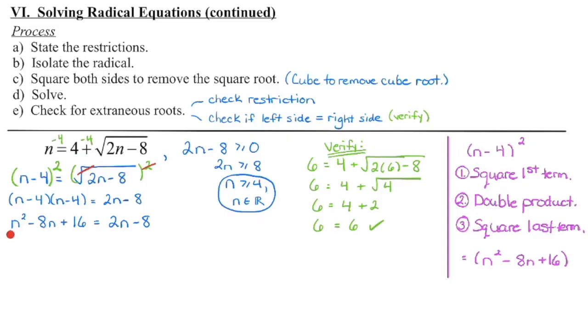I now have a degree 2 equation. The highest exponent on my variable is a 2, as opposed to the linear equations that we dealt with in the previous lesson. They were all degree 1. We're going to be dealing a lot more with degree 2 quadratic equations in an upcoming unit. But what we're going to do is if we have a degree 2, we're going to move all terms over to the side where that squared term is positive.